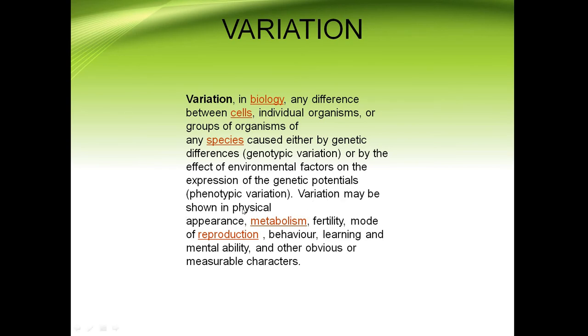So variation is nothing but the changes. It can be shown in physical appearance or in metabolism or in fertility or reproduction, behavior, learning, mental ability. All these are the measurable characters of the variation. So variation is the differences between the individuals in a species, as you can see in the physical appearance of the organisms.